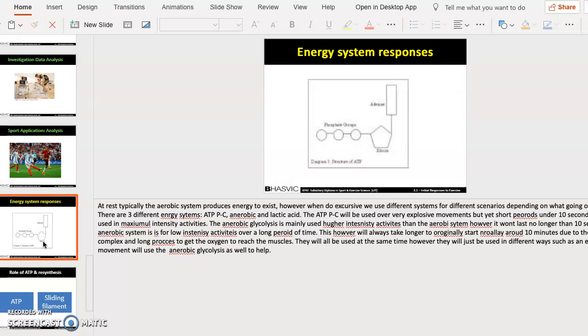They will all be used at the same time, however, they will just be used in different ways, such as an explosive movement will also use anaerobic glycolysis as well to help.